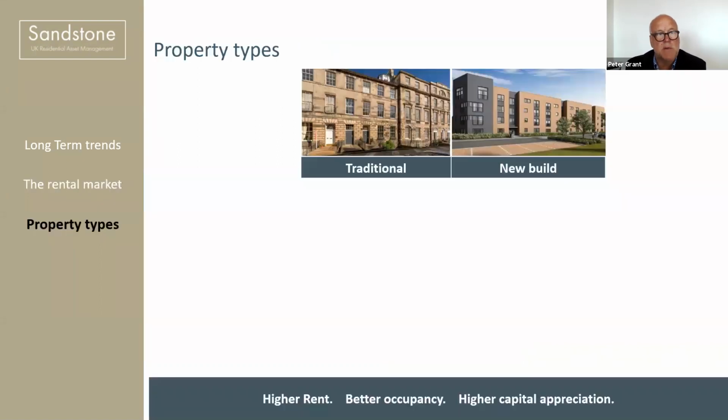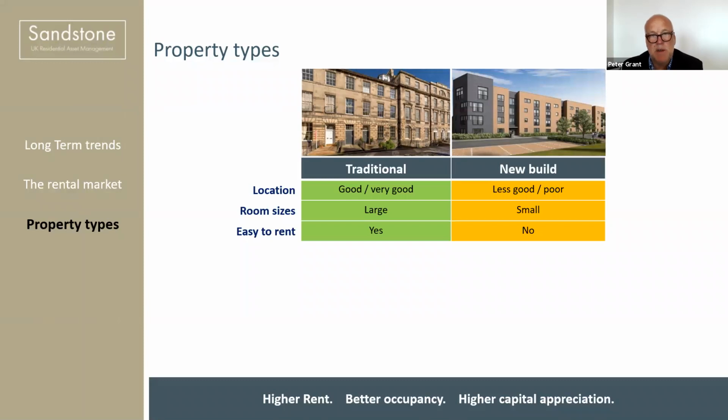The third slide I want to look at is property types. And essentially there are 2 types in the UK. There's new build, which tends to have been built over the last few decades. And then there's traditional property, which is, let's say, 50 years old, or anything between 50 years old and 250 years old, and tends to be Victorian, Georgian, etc.